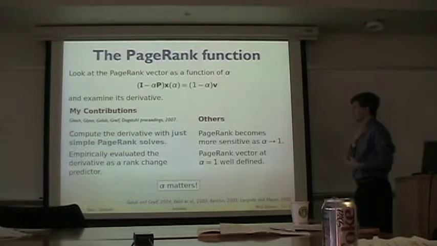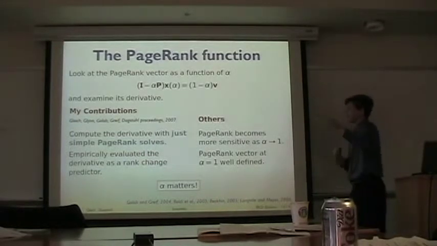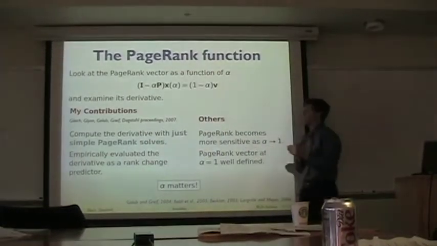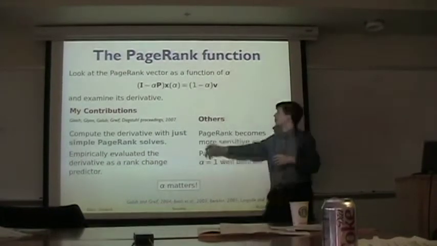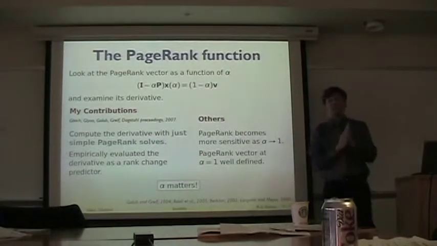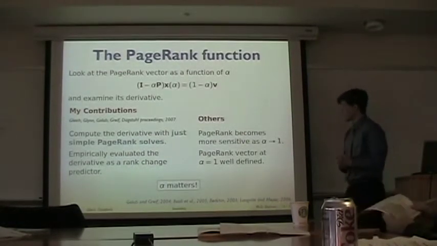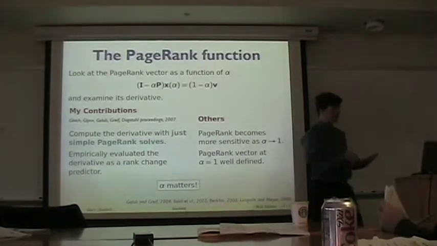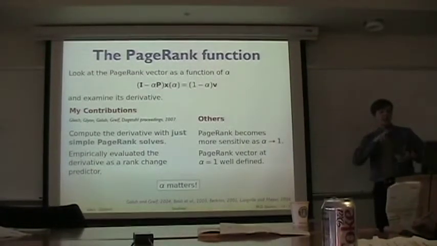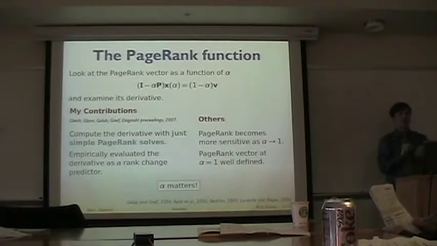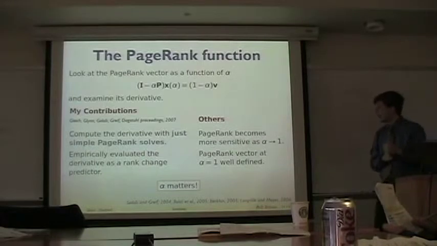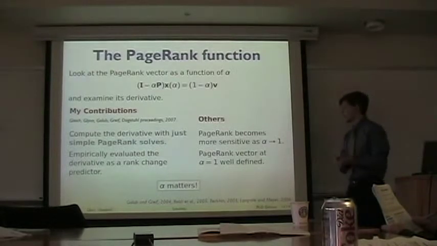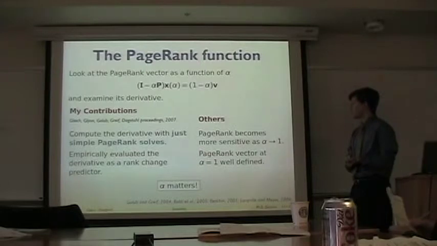So what did I do about this? Well, Gene and I spent some time looking at this, and with Hen too. We identified a way of computing this derivative with just one PageRank solve. So if you can solve a PageRank problem, you can compute the derivative of this vector with respect to alpha. Sort of a cool little feature there. We also asked, can we use that derivative to predict if a page is going to change rank when you change this value of alpha? We looked at that too, and it actually wasn't as successful as I was hoping for that particular task. It's moderately successful, but I was hoping for a little bit more.